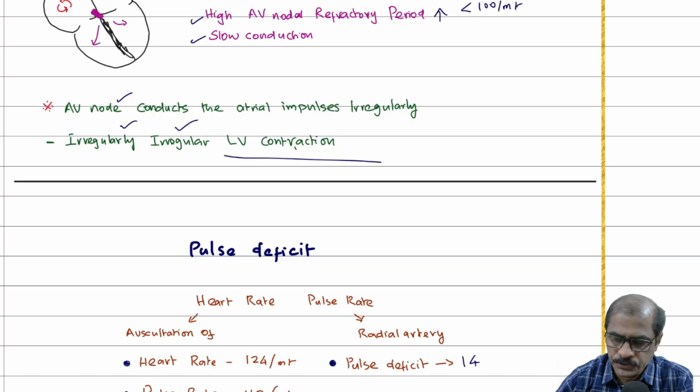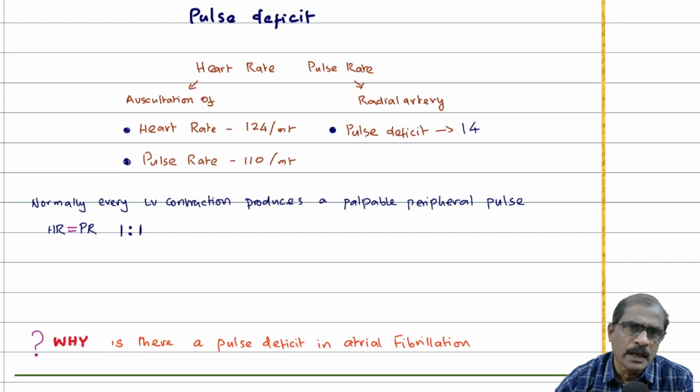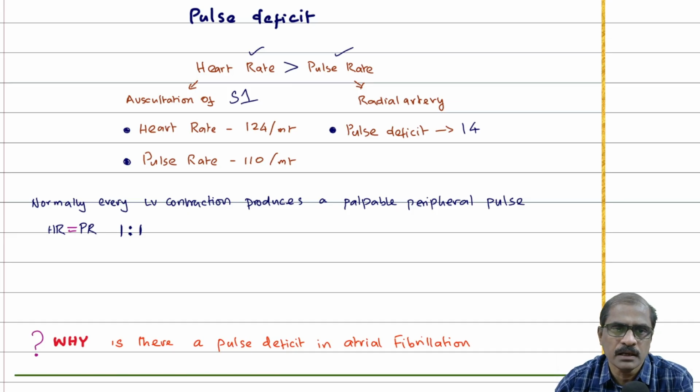Now we move on to pulse deficit. In pulse deficit, the heart rate is greater than the pulse rate. Both heart rate and pulse rate are counted simultaneously for 1 minute. Heart rate is counted by auscultation of the first heart sound, whereas pulse rate is counted by palpating the radial artery. In this example, you can see the heart rate is 124 per minute, whereas the pulse rate is 110 per minute. The difference between the heart rate and the pulse rate is 14. That is, the pulse deficit is 14.